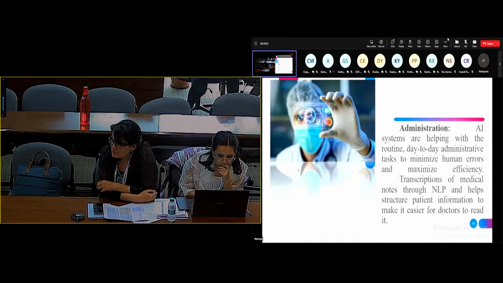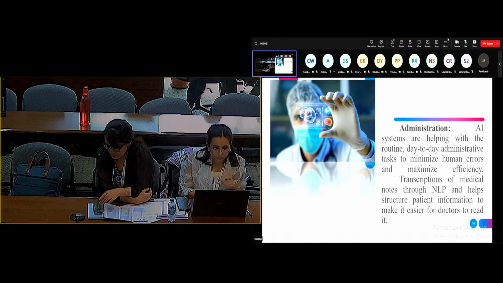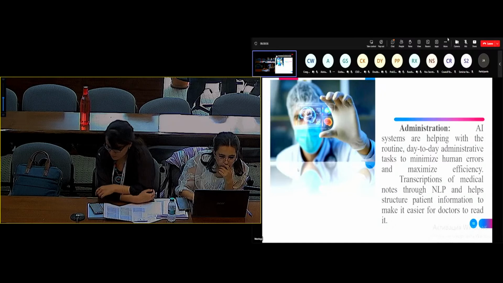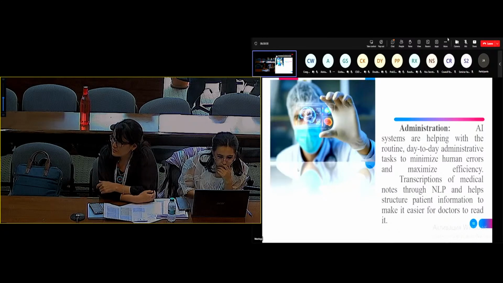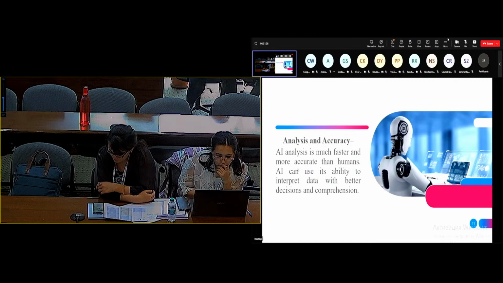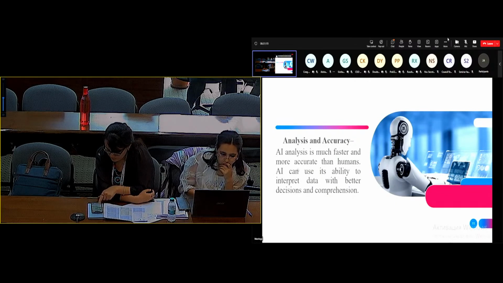We know that administration work is one of the most difficult, which we mentioned before, and the artificial intelligence system will be helpful for them. The day-to-day administrative tasks will be minimized, and the mistakes will also be minimized. Analysis accuracy also will be decreased. We can see in the polyclinics mostly many visitors. Analysis also can be mixed.